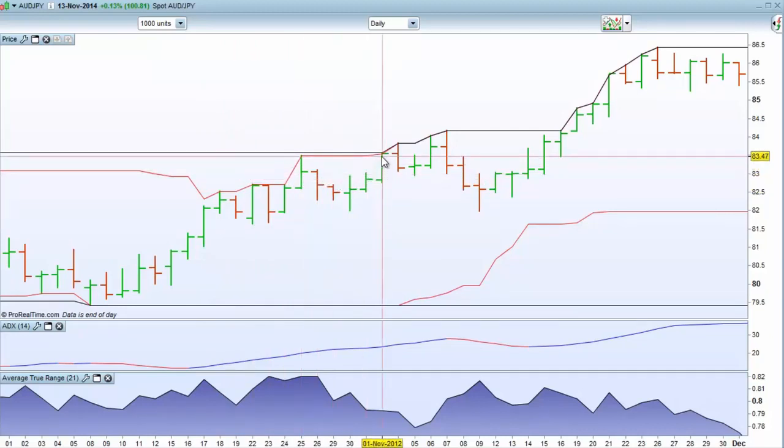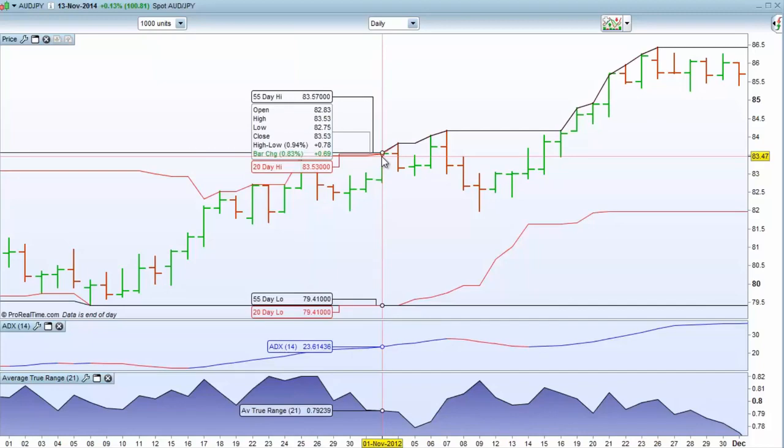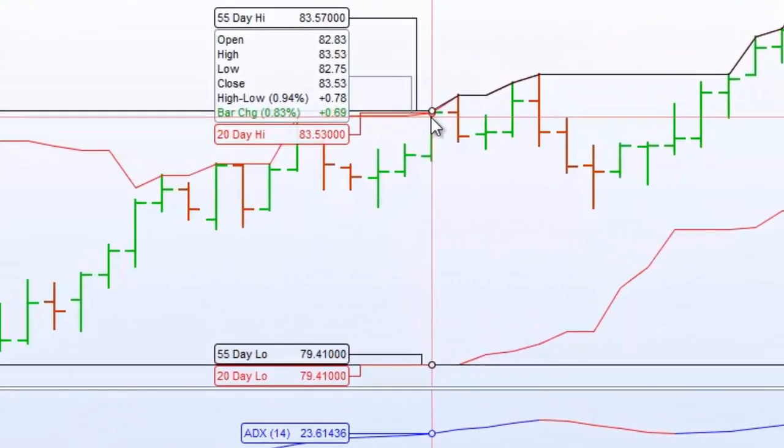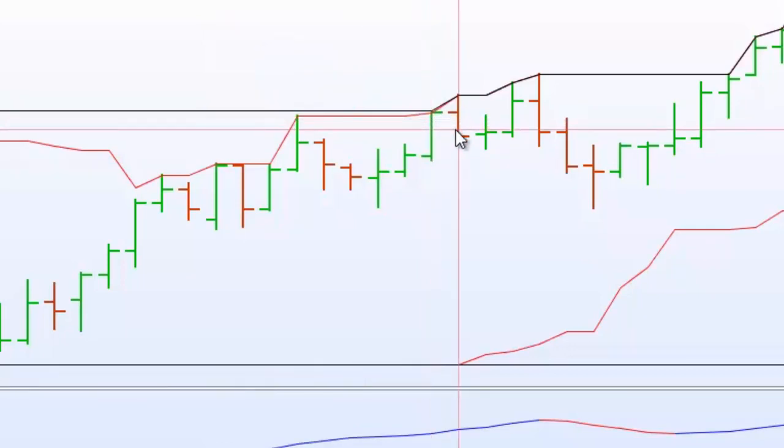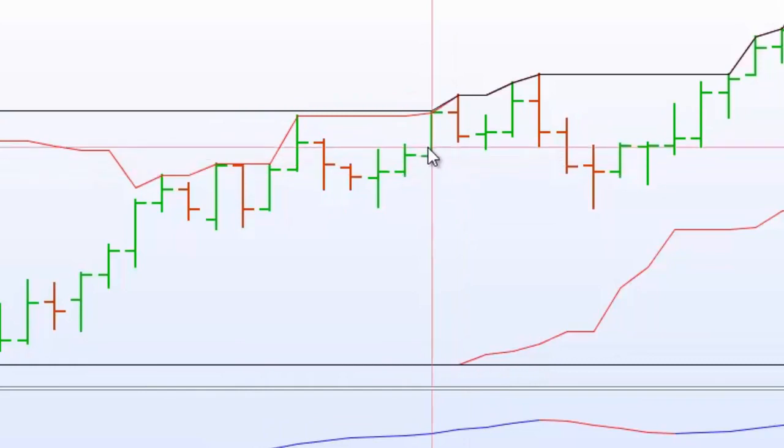So this day we get really close, but we don't break through. The high of this day, if you look to the left of the arrow cursor, is 83.53, and the 55-day high is 83.57. So we don't get long on that day. The next day, however, we do get long. So where do we place our stop? So this is how we determine our stop.